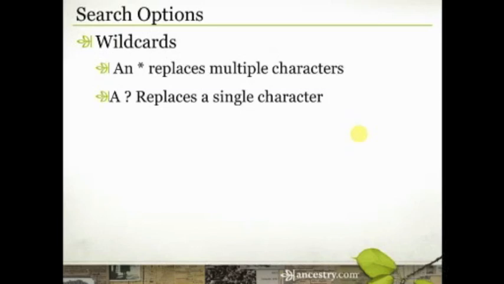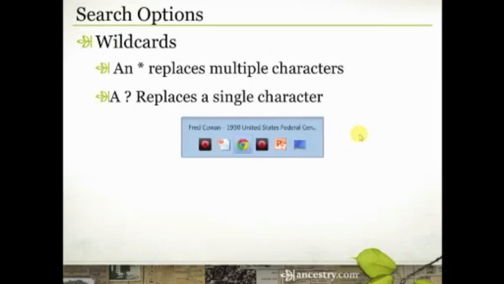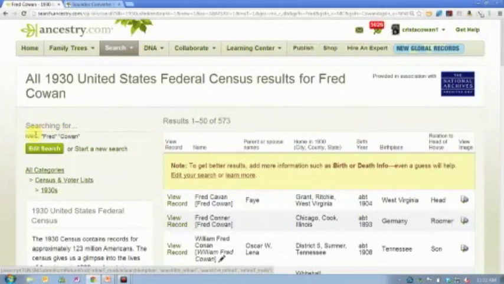So an asterisk, on most keyboards that's going to be the Shift 8. An asterisk replaces multiple characters in a word. Okay, and I'll show you some examples of how I use this. A question mark replaces a single character. Okay, so if I just want to replace one character, I'm going to use a question mark. If I want to replace multiple characters, I'm going to use an asterisk. Let me show you what that looks like.